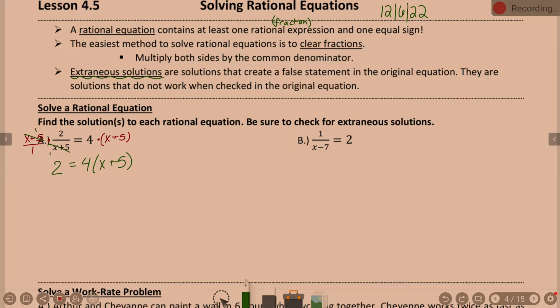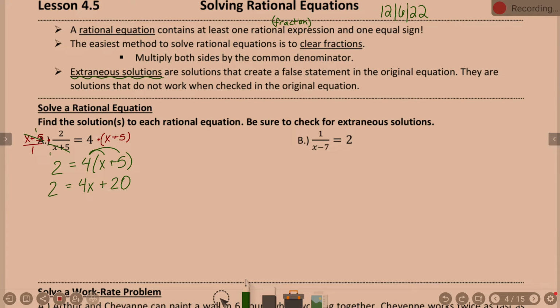And so by multiplying by that x plus 5, we just turned it into a very easy equation. This is something I would call a very easy equation. What do we have to do here? Okay. Since it's 4 times x plus 5, if you haven't already, distribute the 4. So 2 equals 4x plus 20.